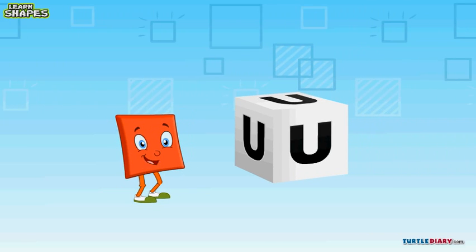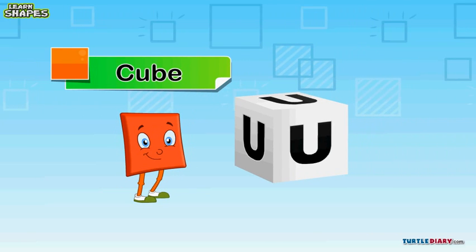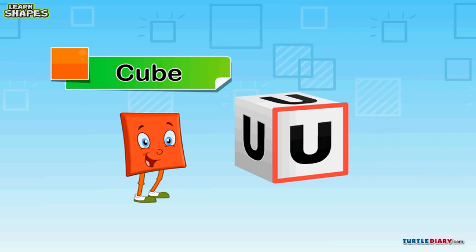Can you see the alphabet cube? What's the shape of its faces? Each face is a square with four equal sides.